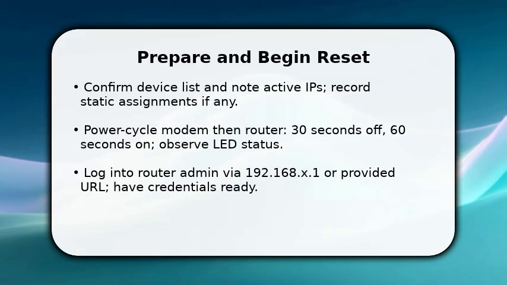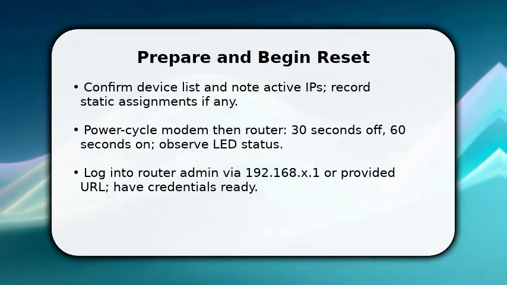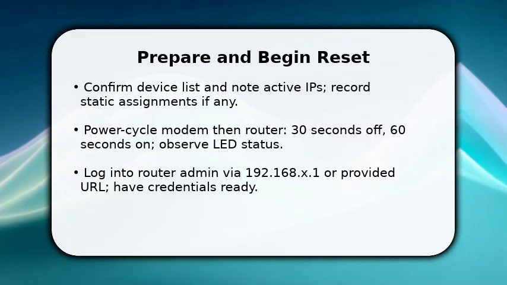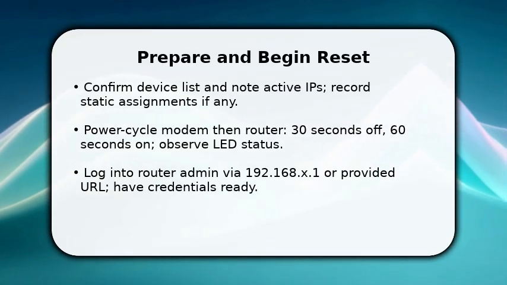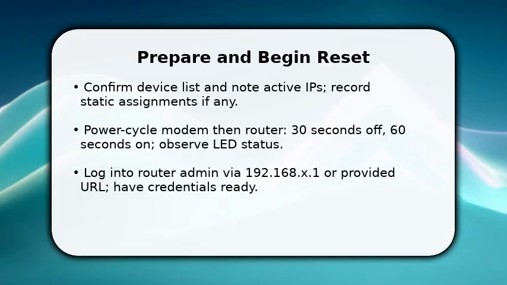You start by isolating the congested segment. Identify connected devices and any static IPs because you will restore those settings later. Once done, power cycle the modem first, wait 30 seconds, then power cycle the router and watch the LEDs stabilize. This clears transient NAT and ARP table issues.